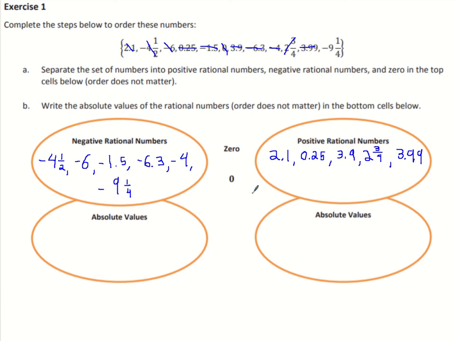Now what it wants us to do, now that we've listed all of the numbers that we had up there, it wants us to now write the absolute values of our rational numbers in the cell below it. Okay, well, our positive numbers are super easy because the absolute value of a positive number doesn't really change. The absolute value of 2.1 is 2.1. Same for 0.25, 3.9, 2 3/4, and 3.99.